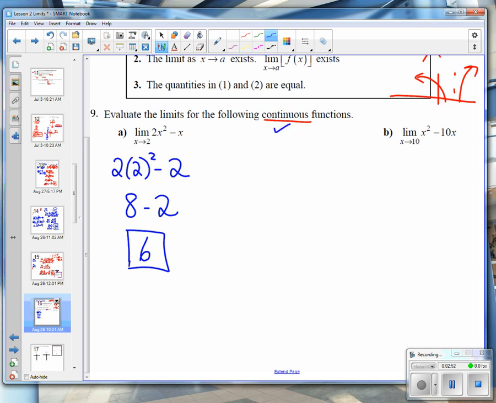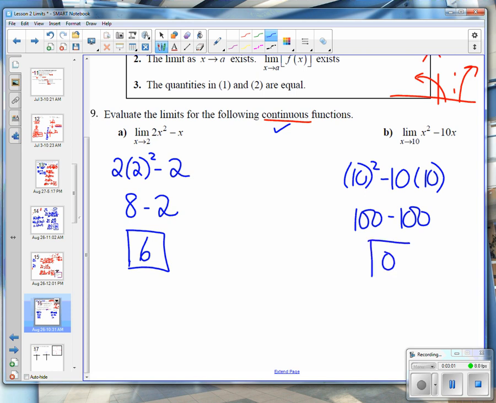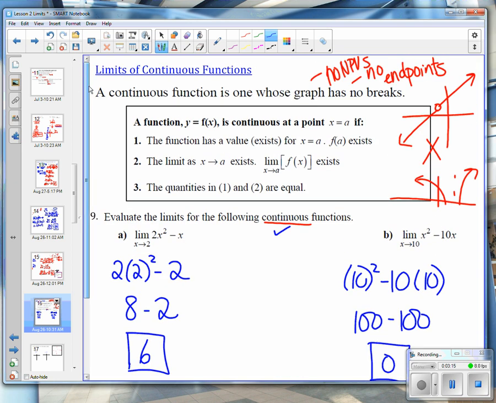And here the next one, 10 squared minus 10 times 10, well, it's going to be 100 minus 100. Even though it's 0, don't be afraid, it still exists. It's just that the limit is going to be 0. So everything here is pretty self-explanatory. The only thing is you just want to keep in mind that we've got a new word, continuous, and picture in your mind what that means. Again, no endpoints, no non-permissibles, and no asymptotes.